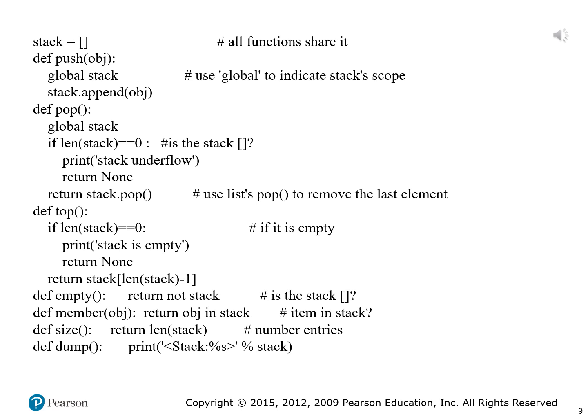The empty method uses not in Python to check if the stack list is empty. The member method uses an operator to check if the object is a member in the stack. The size method uses the len method to check the number of elements in the stack. The dump method uses a print method to print out the stack contents.